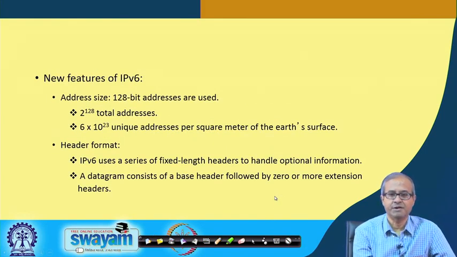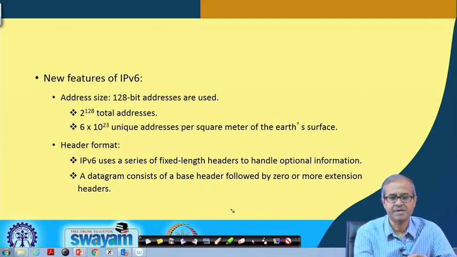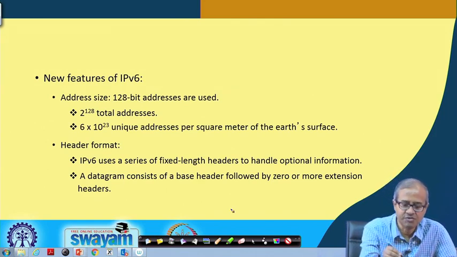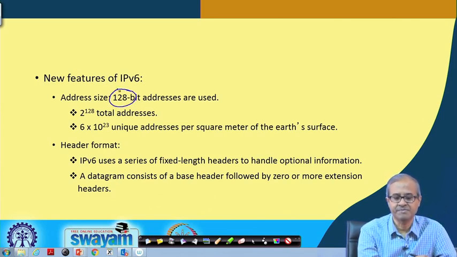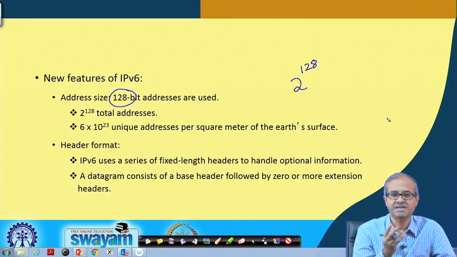Fine. Now, let us talk about the new features which are interesting. The most important feature is that the number of bits in the source and destination IP address is increased. Earlier it was 32, now it is 128, which means I can use up to 2 to the power 128 unique addresses.